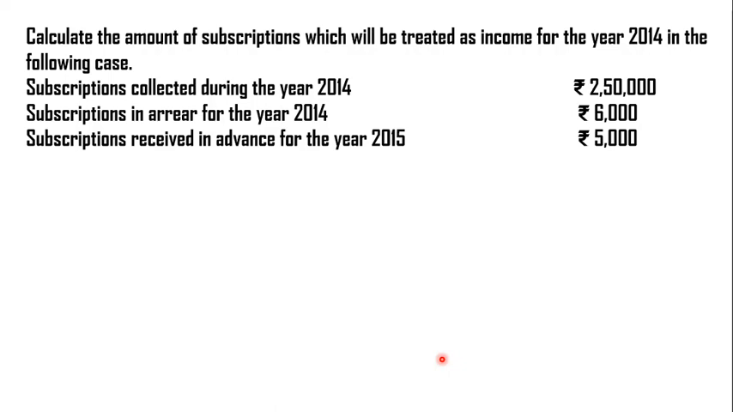Let's move to the next question. Again, there is a question. Calculate the amount of subscriptions which will be treated as income for the year 2014 in the following cases. Subscriptions collected during the year, subscriptions arrear or outstanding, and subscription received in advance for the year 15. So these are of current.